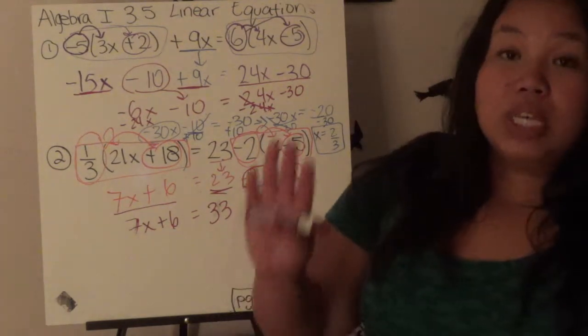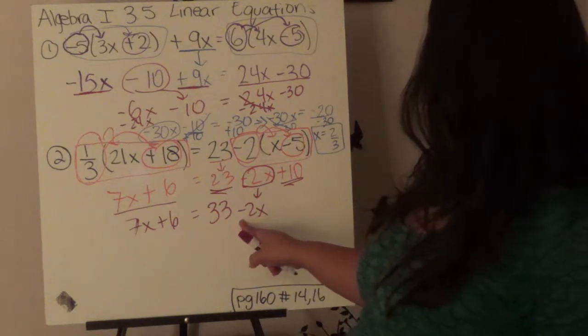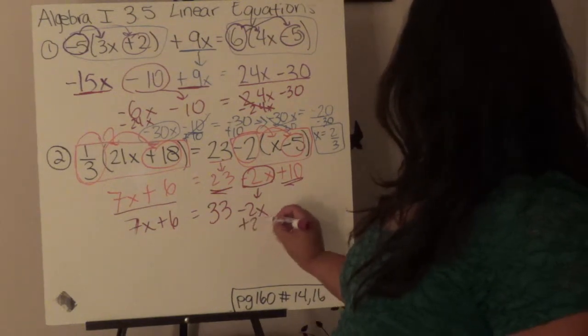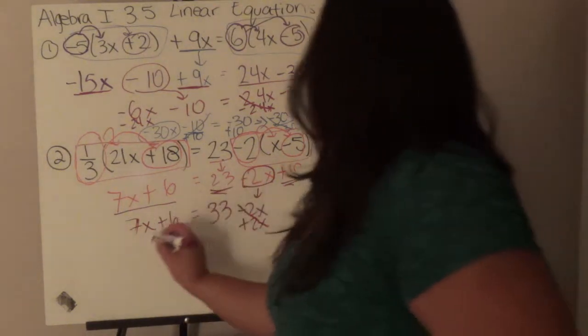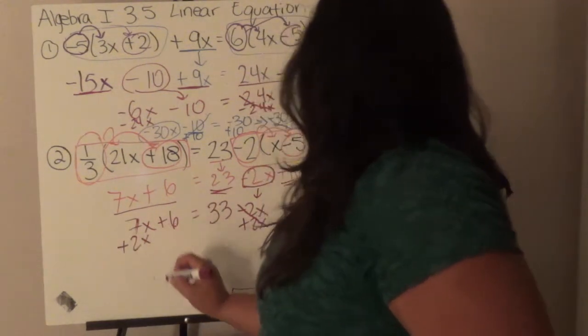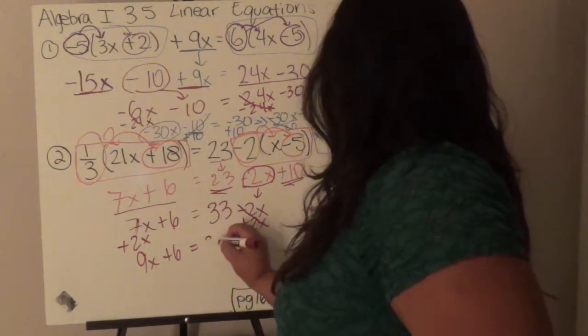Now it's my job to get all of the x's on one side. Well, this one is being subtracted by 2, so I'm going to add 2x. That cancels out. And what I do to one side, I have to do to the other. So I have to add 2x. This gives me 9x plus 6 equals 33.